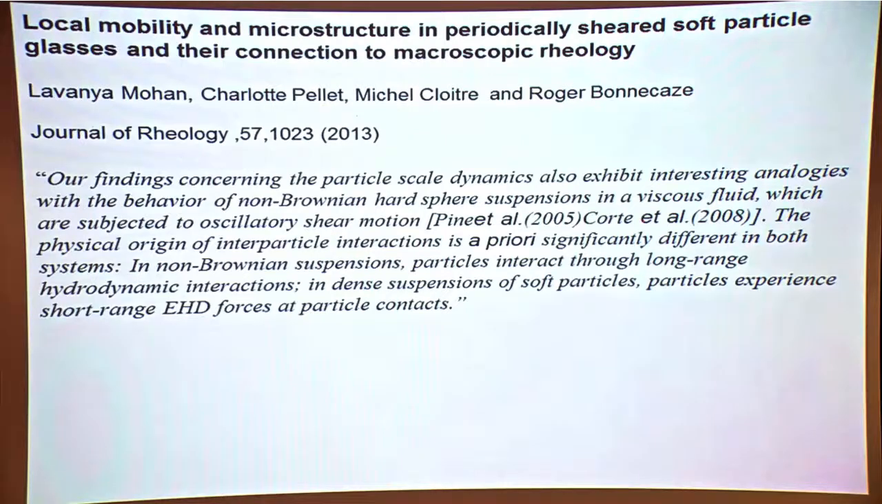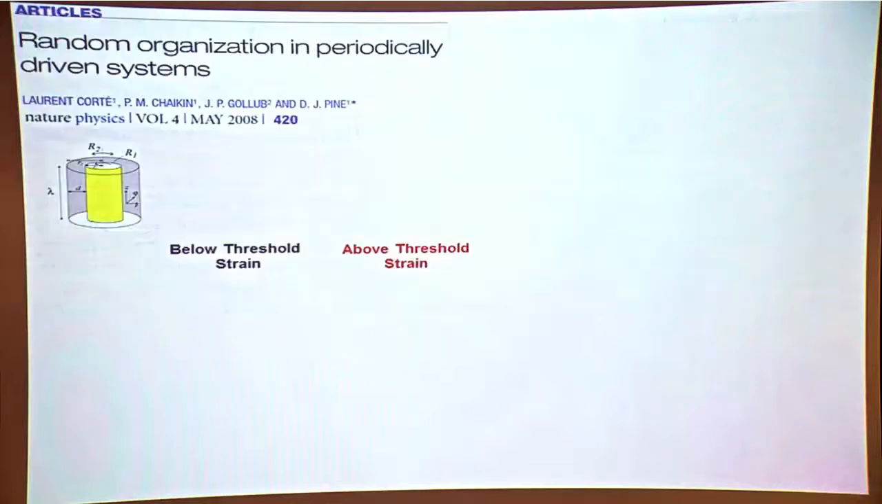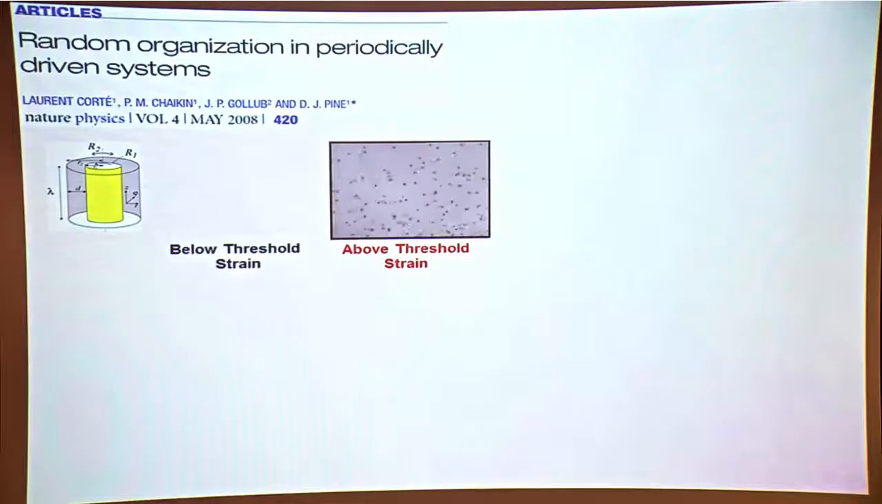So let us recall what these experiments are. They have been discussed in this meeting in different talks, but let me briefly recall what these experiments were and where we go from here. So in this experiment, for example, you have this non-Brownian dilute suspension and you shear it in the Couette flow as a function of the oscillatory strain.